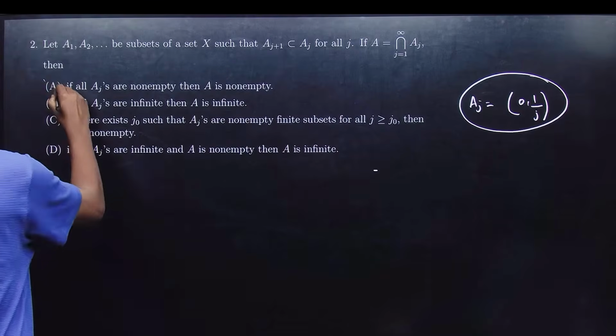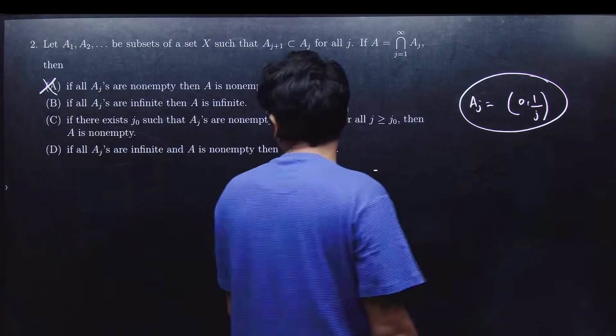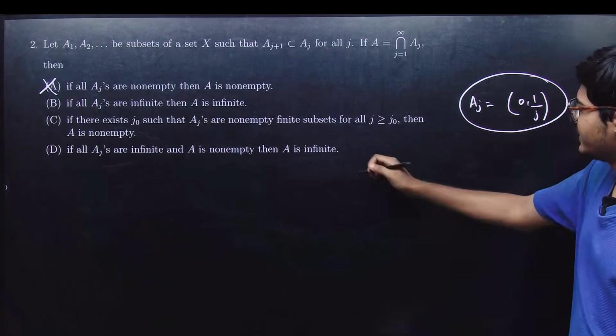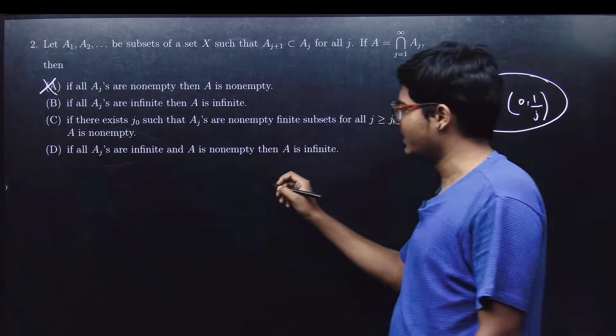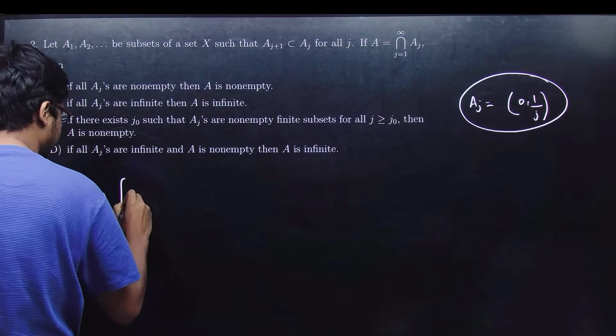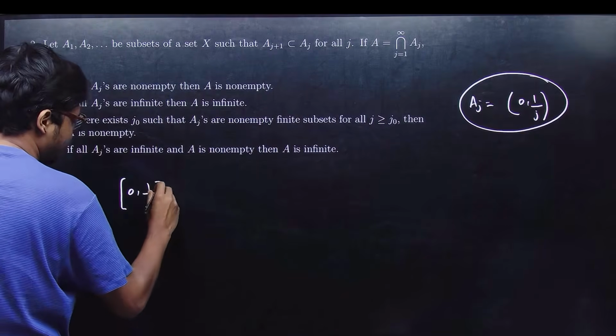So A is incorrect. If all the A_j are infinite, then A is infinite. For this, let's just slightly modify this. So for option B, let's just go with (0, 1/j), open.